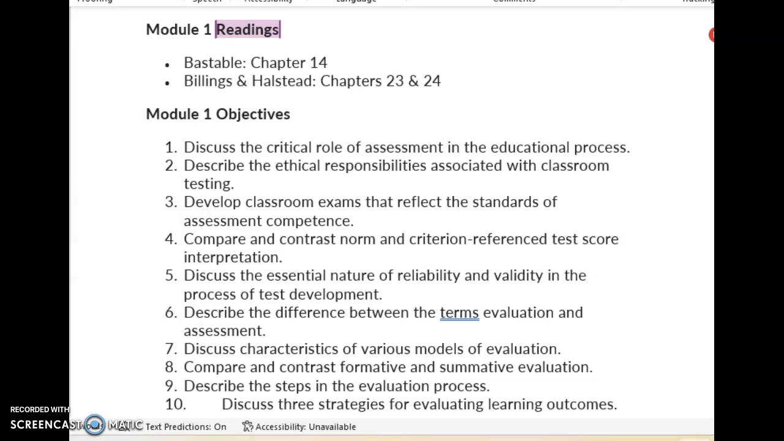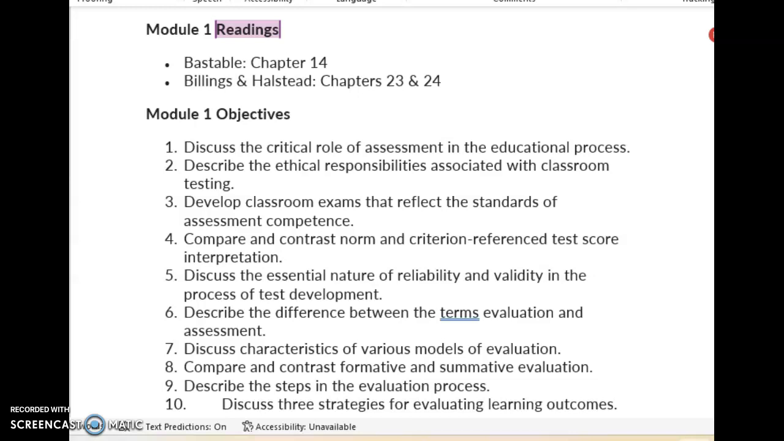From the readings, you've probably understood that nurse educators must use a multitude of strategies to assess and to evaluate student learning. Importantly, these strategies must be evidence-based. It's important for you to be able to differentiate between assessment and evaluation. So, do you understand the difference between assessment and evaluation? Are you able to differentiate between them?